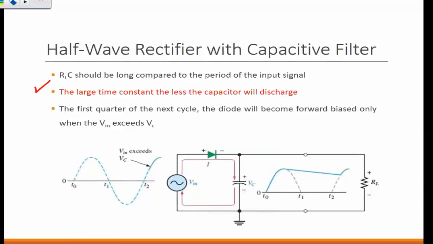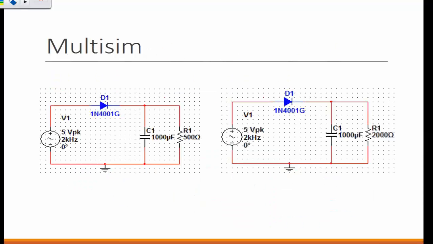And then it forward biases, and as soon as the voltage exceeds it, the capacitor now charges. Same thing will repeat: it discharges and so on. So these are the circuits in Multisim. Which one do you think will have smaller ripples?